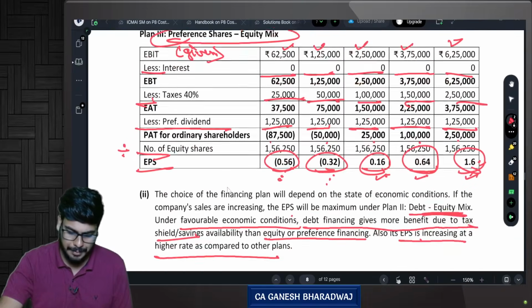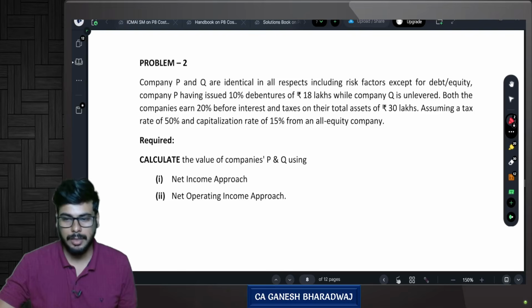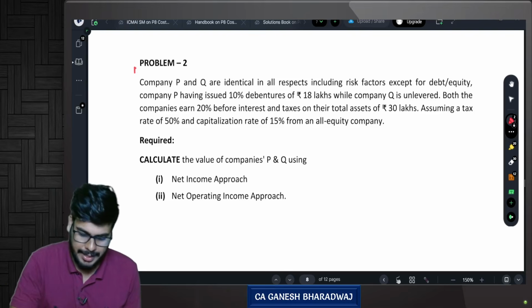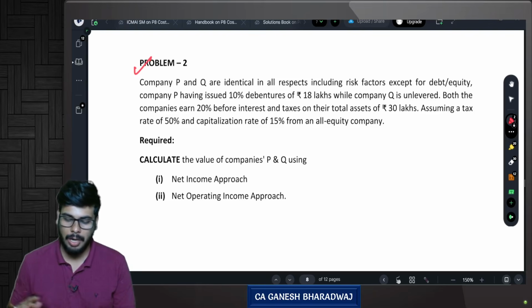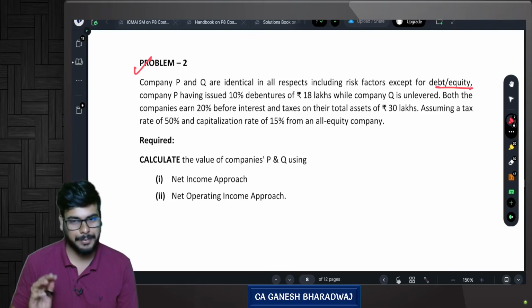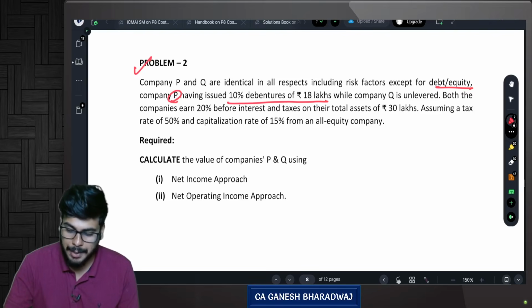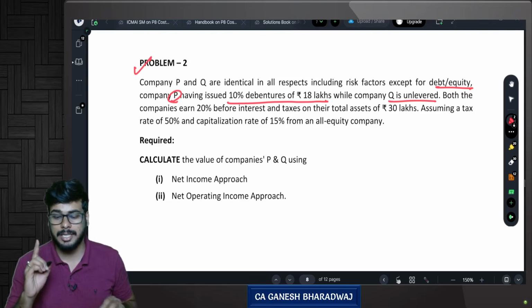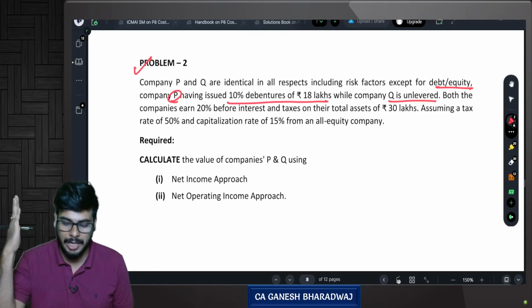So please take the second question, which is question number 2. Now, let me read out the second question for you. Company P and Q are identical in all aspects, including the risk factors, except for debt and equity. Company P has issued 10% debentures of 18 lakhs, while company Q is unlevered. Now guys, learn the jargon. What do you mean by unlevered? It doesn't have any debt in it, which means an all equity company.